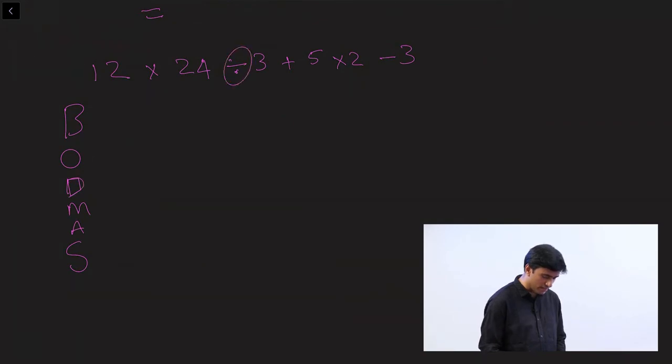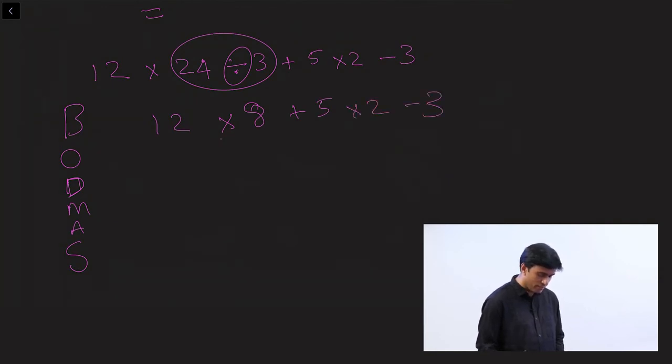We have division here. So let's rearrange it. 12 into 24 divided by 3 is 8 plus 5 into 2 minus 3. We have multiplication, addition and subtraction. What do you do first? That's right, multiplication, because M comes here. Before addition and subtraction you have M.